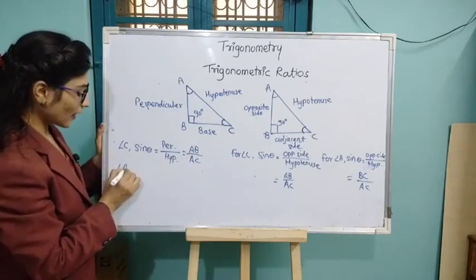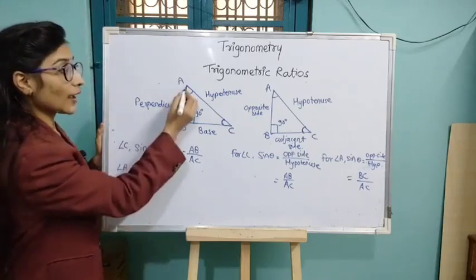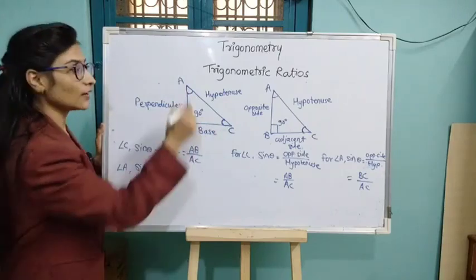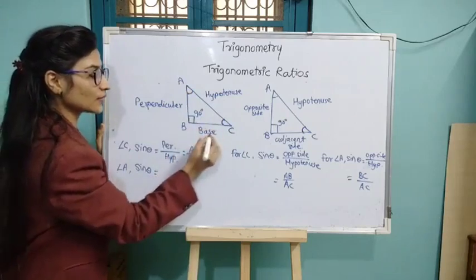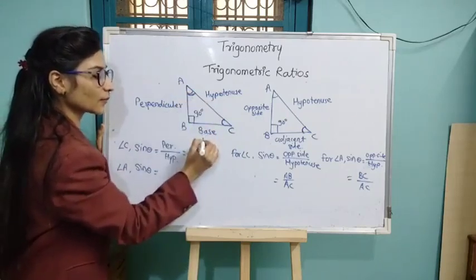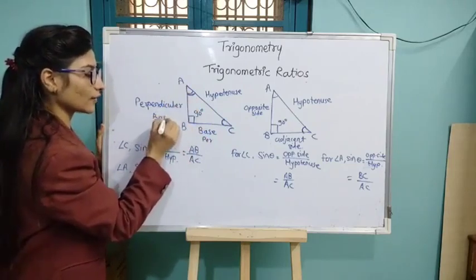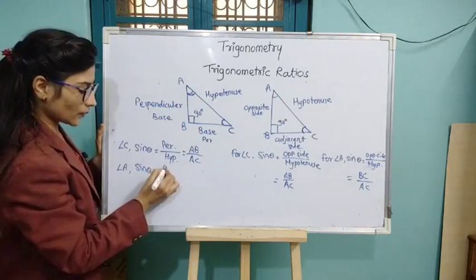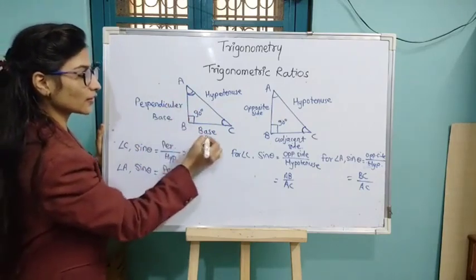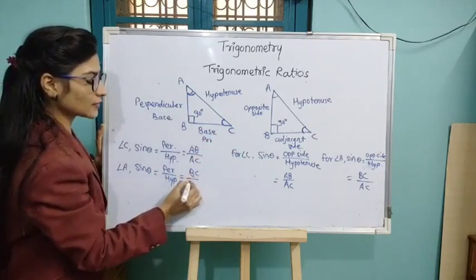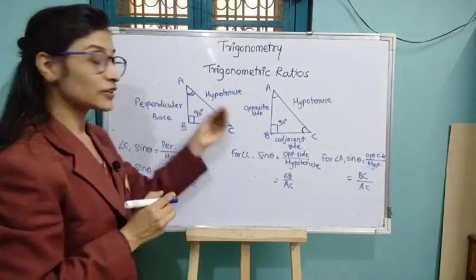If you want to consider acute angle A, then sine theta changes accordingly. For angle A, BC will be the perpendicular and the hypotenuse will remain as it is. For angle A, BC is the perpendicular and AB is the base. So perpendicular upon hypotenuse: for angle A, perpendicular is BC and hypotenuse is AC. So according to the acute angle, we can change the sine ratio here.